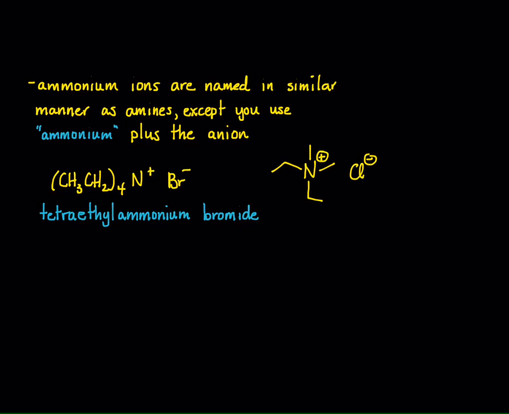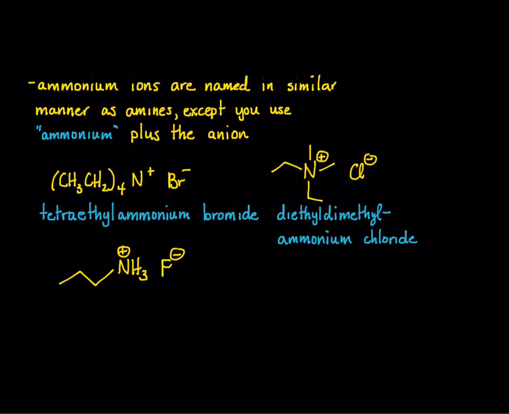And I can have different types of alkyl groups coming off of the nitrogen. Here I have 2 ethyl groups and 2 methyl groups. Again, I alphabetize them. This becomes diethyl dimethyl ammonium chloride. And notice I don't have to have all alkyl groups coming off of the nitrogen. I might just have 1 alkyl group coming off of the nitrogen, and 3 hydrogens. So this is still an ammonium salt. There's 1 propyl group coming off of the nitrogen, so this becomes propyl ammonium fluoride. That's how we name those ammonium salts.